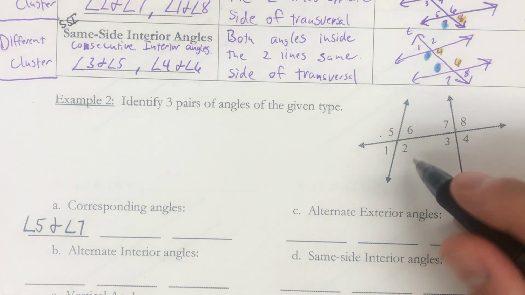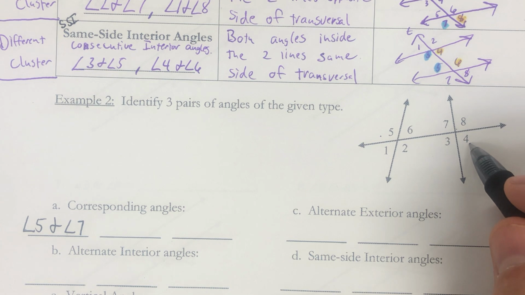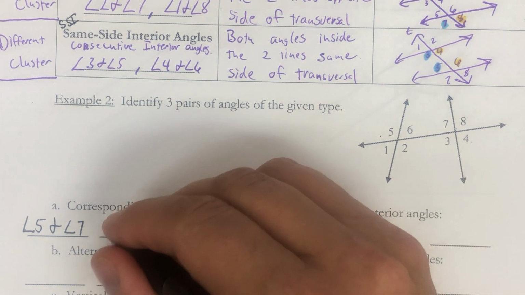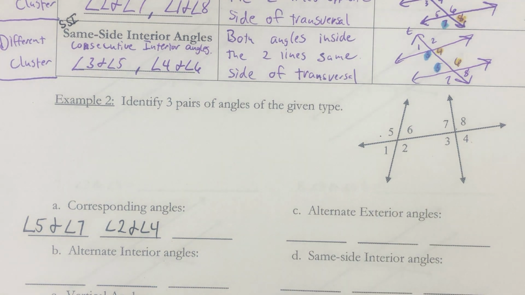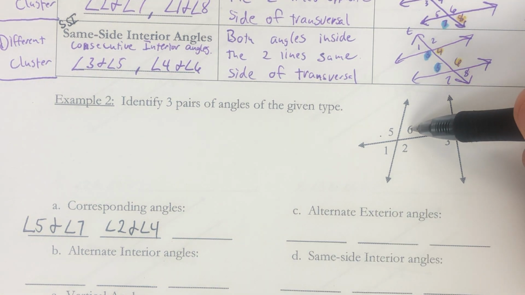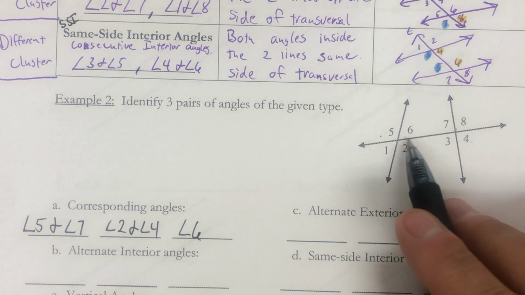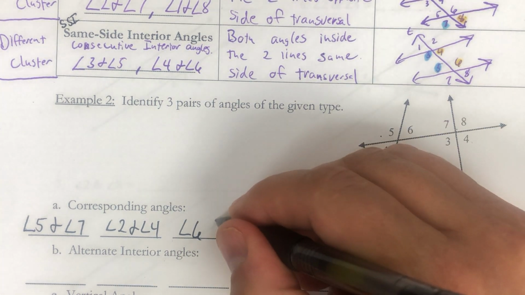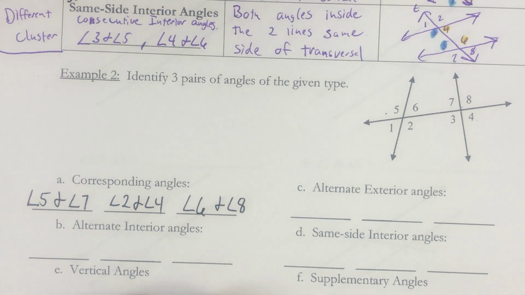Okay. Another pair. I'm just choosing at random here. Angle 2. Angle 2 is bottom right in the cluster. Bottom right in the cluster is 4. So angle 2 and angle 4 are corresponding. One other pair, I'll take angle 6. Angle 6 is top right in the cluster. Angle 8 is also top right. Okay, that's all we got.